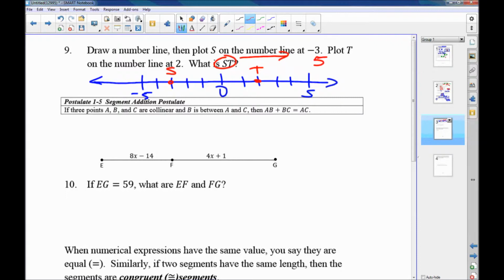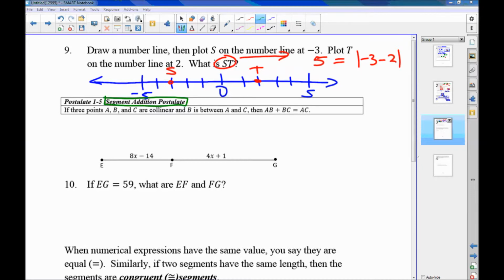But if we want to really show the work for this, we would get that 5 by doing the absolute value of -3 minus 2. Okay? Or 2 minus -3. Doesn't matter which one we put first. Okay, we have one more postulate here. This is postulate 1.5, the segment addition postulate.